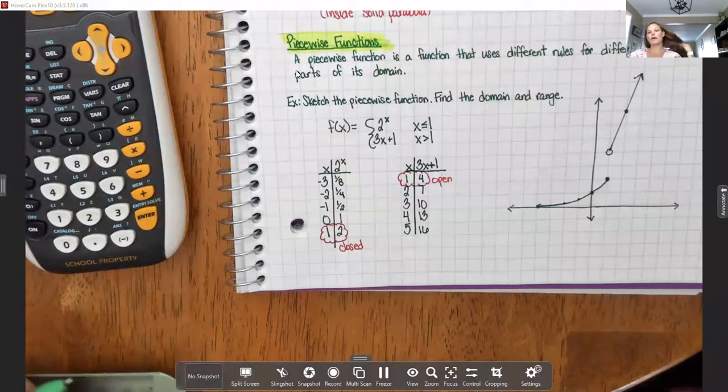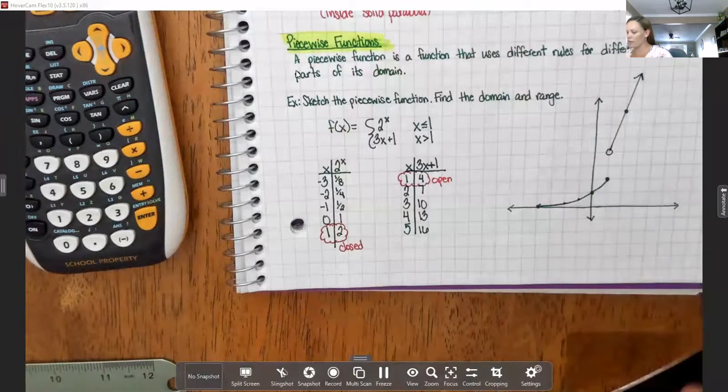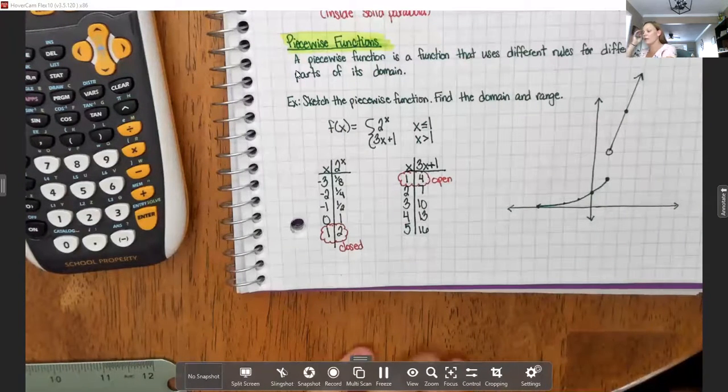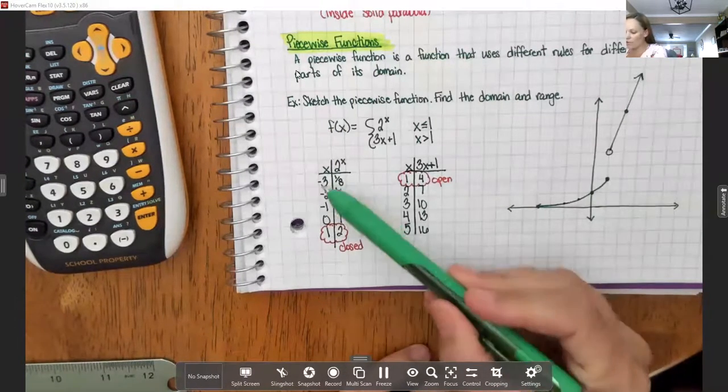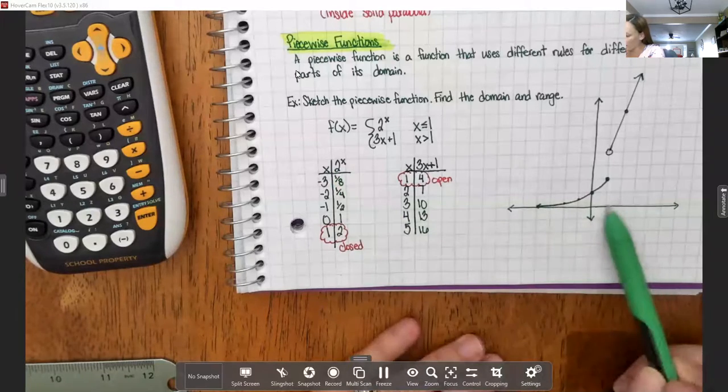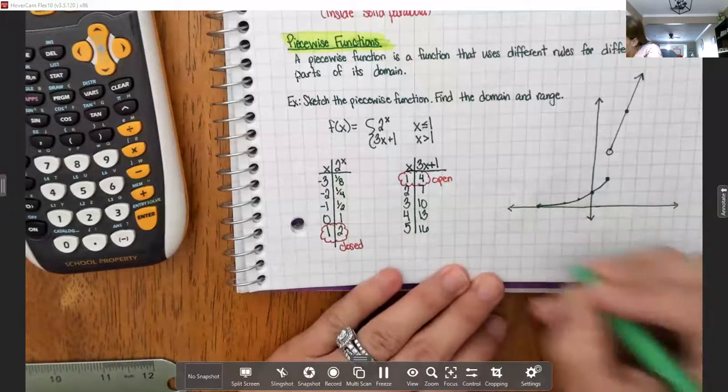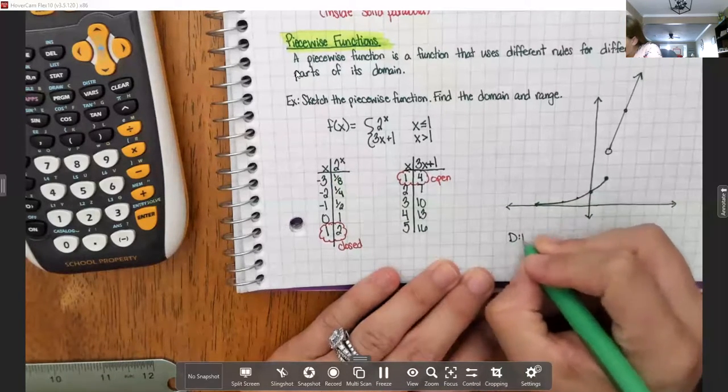And then the second part here says find the domain and range. So domain is everything we can plug in for x. So we can keep going in the negative direction for x and in the positive direction. So here our domain is all real numbers.